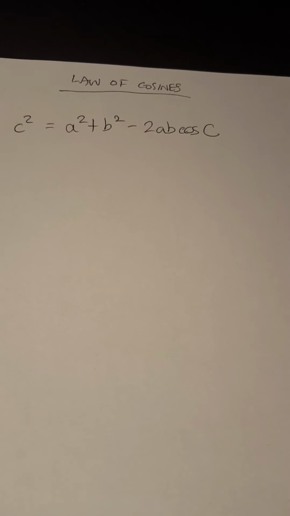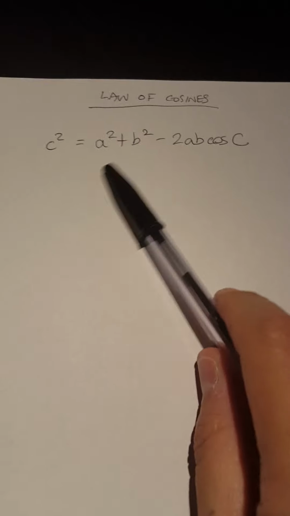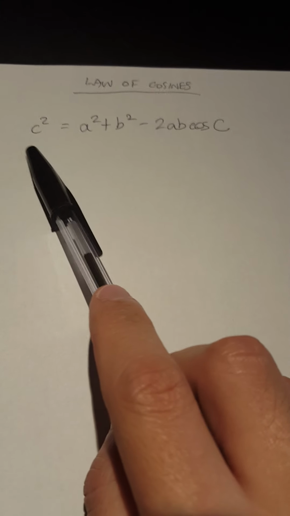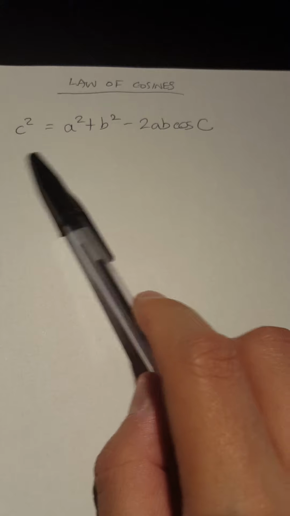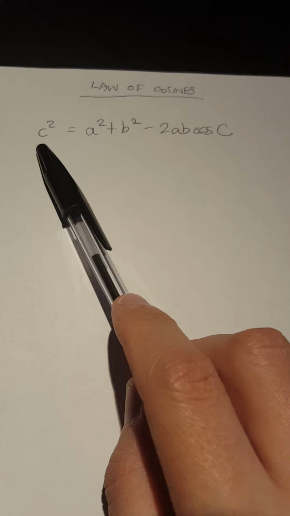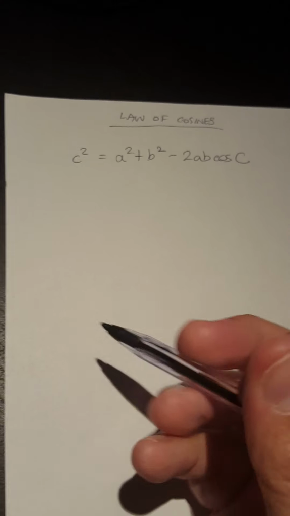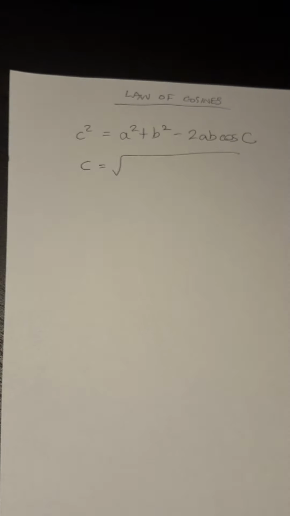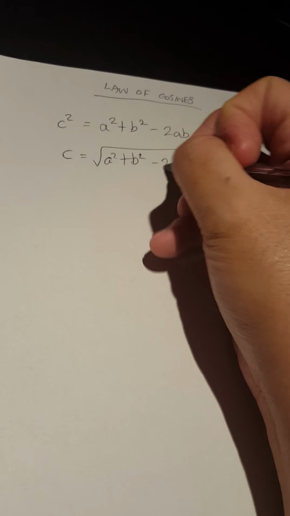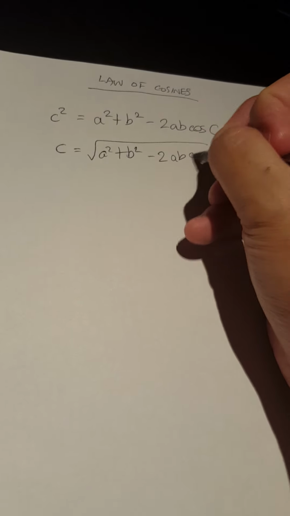Law of cosines: c squared equals a squared plus b squared minus 2ab cosine big C. First of all, if you were looking for c, or the a, the b, or whatever it is that you're looking for, you're just rearranging this. Let's start from here. If we're looking for big C, all you have to do is take the square root of both sides, and that gives you c equal to the square root of a squared plus b squared minus 2ab cosine big C.